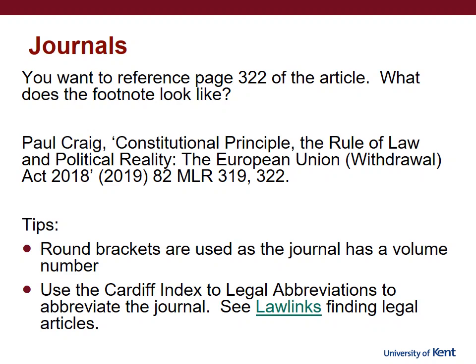So just some information to remember. Round brackets are used because the journal does have a volume number. If it didn't, then we would use the square brackets. And again, remember that you do have access to the Cardiff Index to Legal Abbreviations for checking the abbreviated versions of the full journal title for things like Modern Law Review and many others.